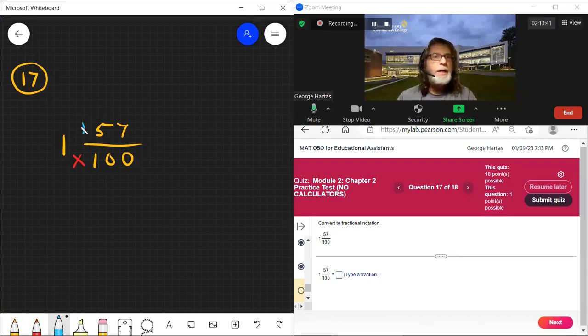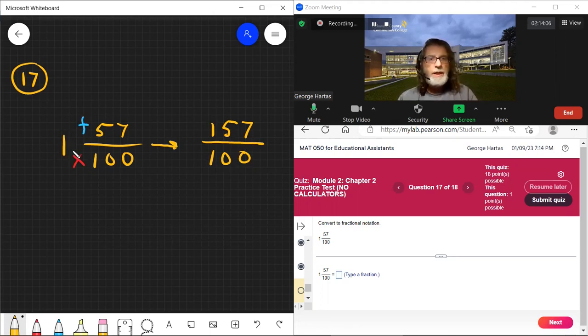Then we're going to add the numerator to that to get us our new numerator. So 1 times 100 is 100. 100 plus 57 is 157. And then we keep the denominator the way it is. All right, and that's it.